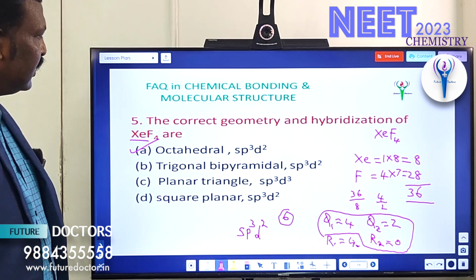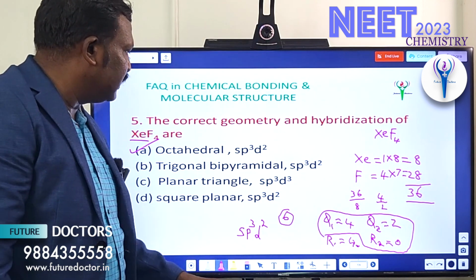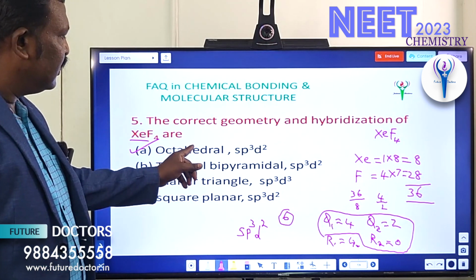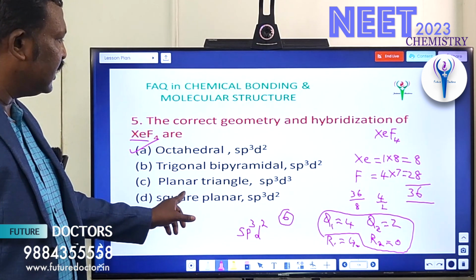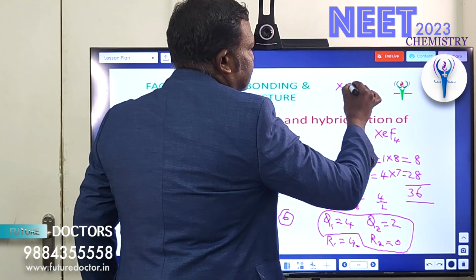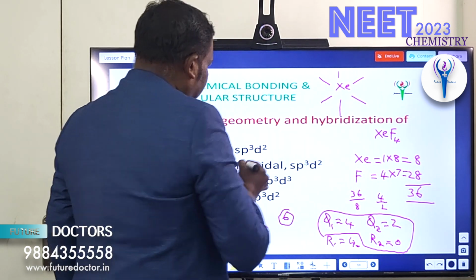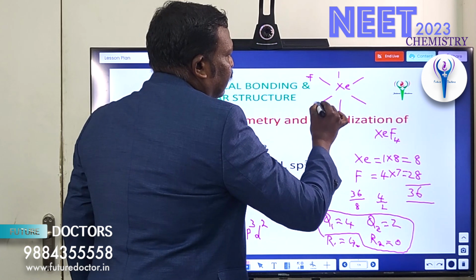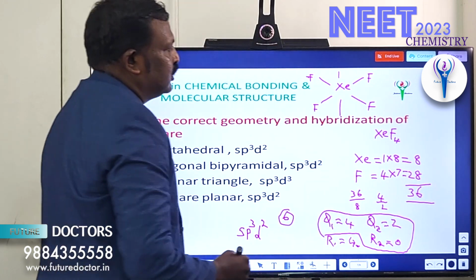Then one more thing here. This also is sp3d2, and this also is sp3d2, but I put a tick mark for this one. Is it correct or not? Octahedral means no lone pair of electrons. But here XeF4, you know the structure. How many fluorine? 4 fluorine are present here.